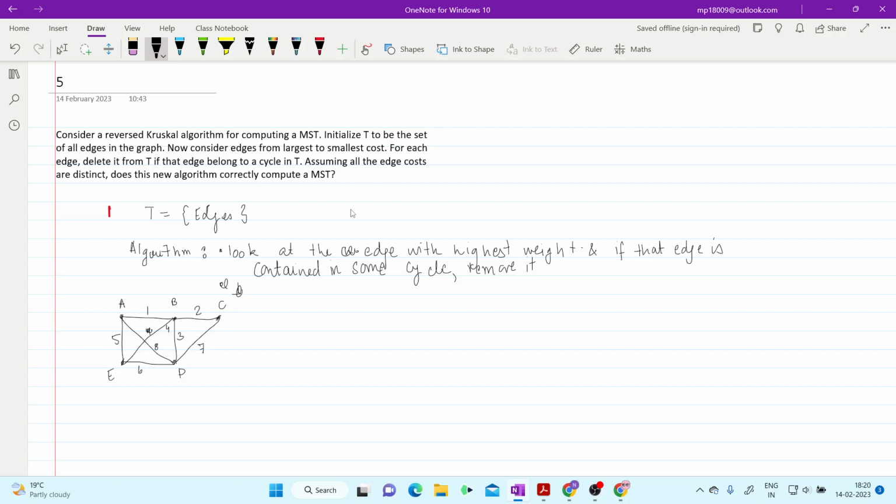Let's try to find a minimal spanning tree using this algorithm, and let's see if we'll end up with a minimal spanning tree or not. Then we'll see if it is true or not. So what is this algorithm saying? Look at the edge with highest weight. In this diagram, what is the edge with highest weight? AD, right? And this algorithm is saying that if this highest weight edge is contained in some cycle, then remove that edge.